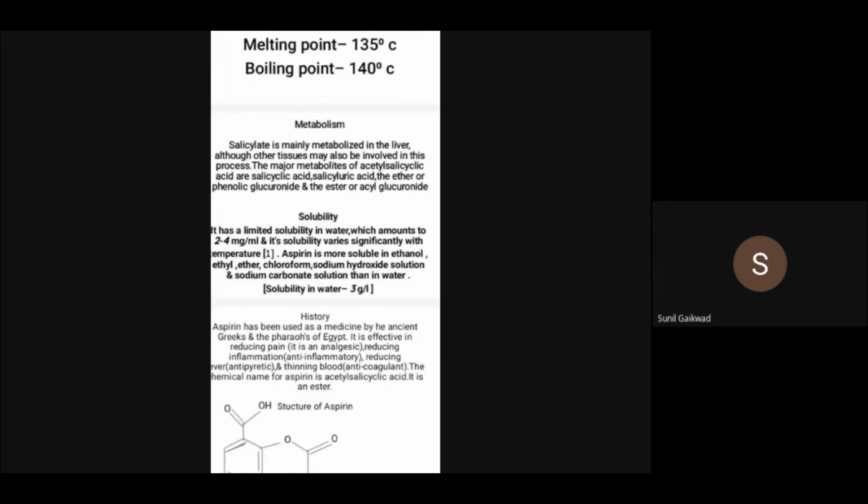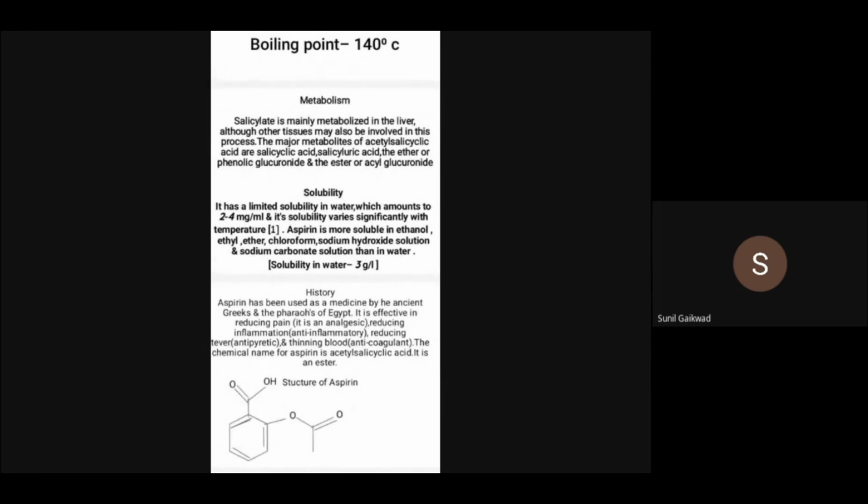The metabolism of aspirin: salicylate is another name for aspirin. It is mainly metabolized in the liver, although other tissues may also be involved in this process. The major metabolites of acetylsalicylic acid are salicylic acid, the ether or phenolic glucuronide, and the ester or acyl glucuronide.